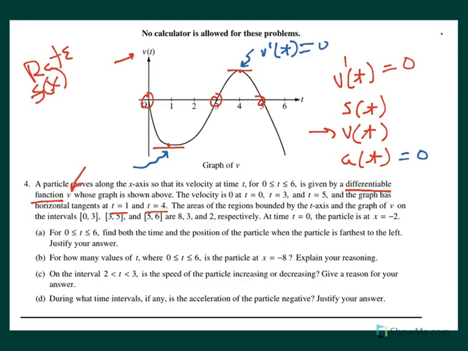Then they go on to tell you the areas of the regions bounded by the t-axis and the graph of v on the intervals from 0 to 3, 3 to 5, and 5 to 6 are 8, 3, and 2. Remember, when it's below the axis, it's going to be negative. On the first interval from 0 to 3, they're saying it's 8 for an area, so this is going to be -8.